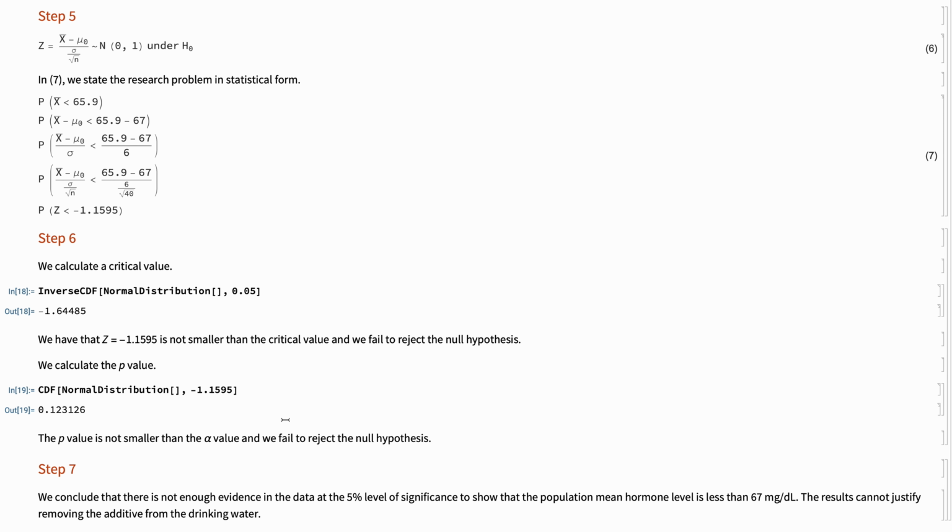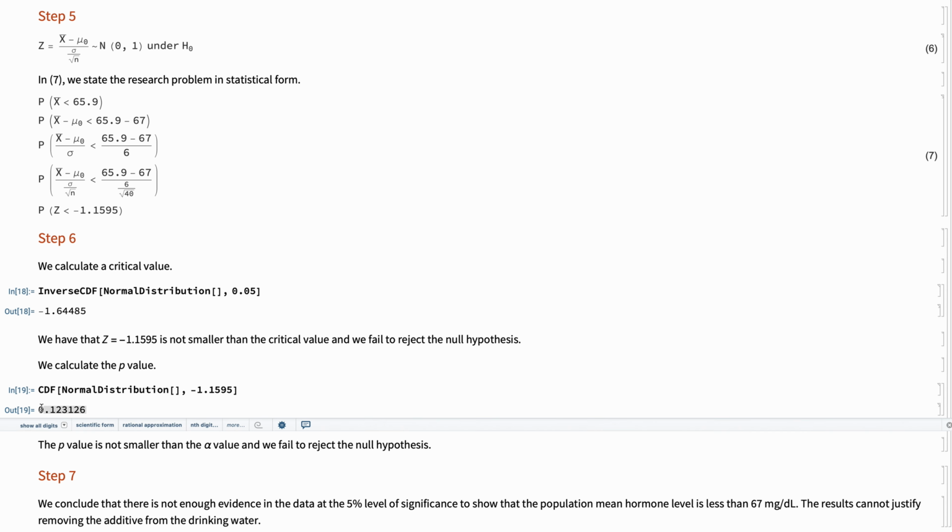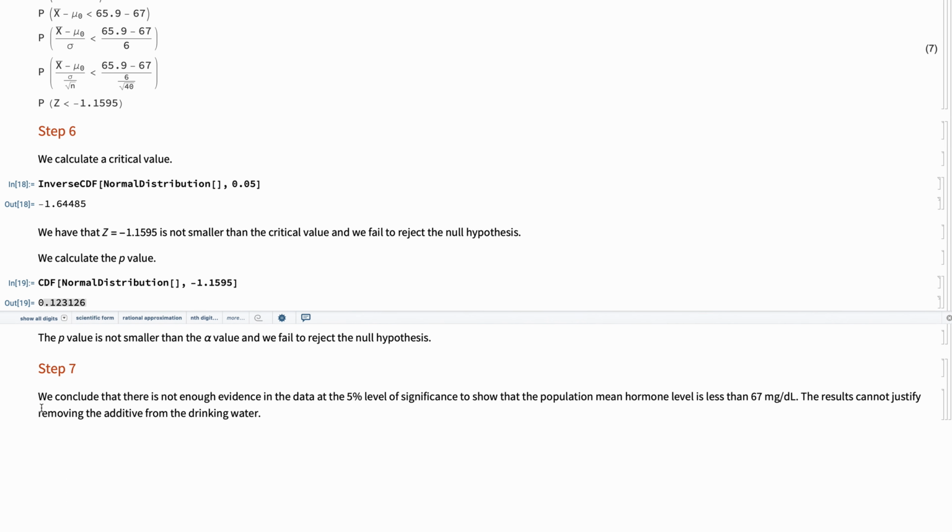I can also use a calculator to look at the area under the curve from negative infinity up till 65.9, and I find that is 12.3%. You can use a calculator. We use the NumWorks calculator in the course. You have just used software to show you how easy that is. So the p-value is not smaller than the alpha value, and we failed to reject the null hypothesis. Okay, in step 7, we have the same conclusion as we had when we used that simulation.